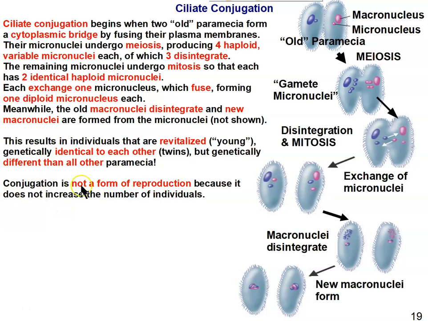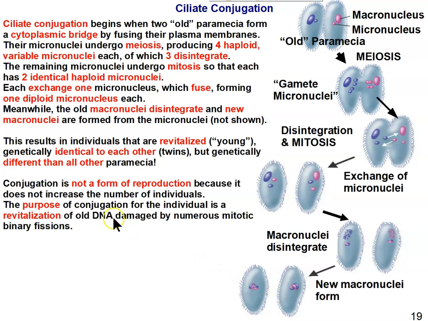So conjugation, as I mentioned, is not a form of reproduction. It doesn't produce new individuals. We started with 2 paramecia and we end with 2 paramecia, but what it does do is introduce variation and revitalize them. So the purpose for these individual paramecia is revitalization, to repair the DNA damage that was done by all those binary fissions.